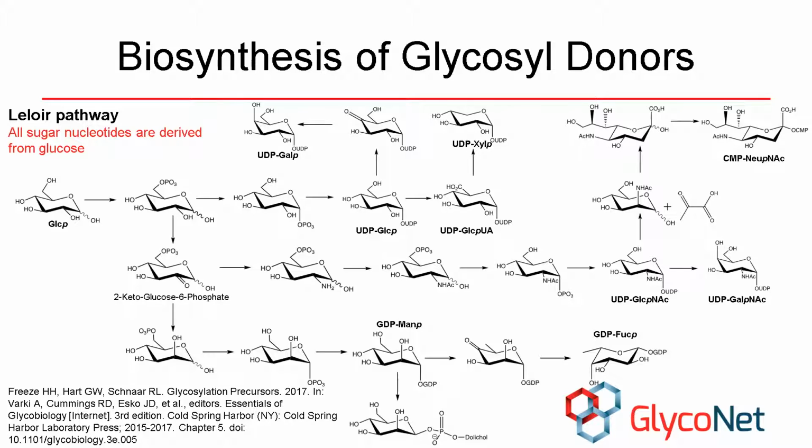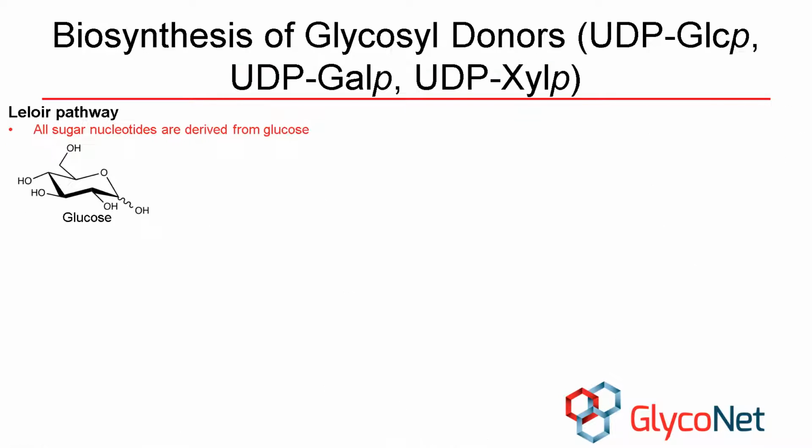There are two pathways in which glycosyl donors are synthesized: the Leloir pathway and the salvage pathway. In the Leloir pathway, all sugar nucleotides are derived from glucose, as shown here. In the next few slides, we will take a closer look at the synthesis of some of these key intermediates, but for extra information on the synthesis of these intermediates, please see the paper indicated in the left corner.